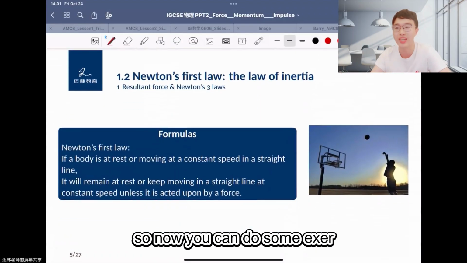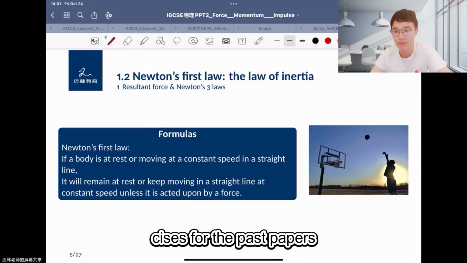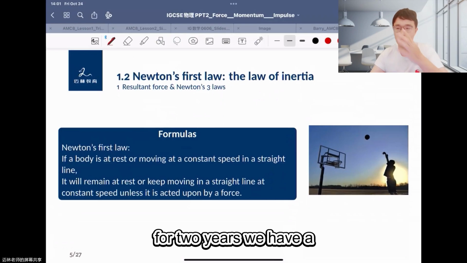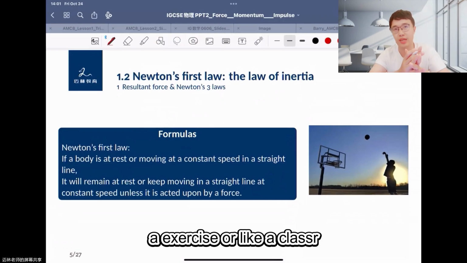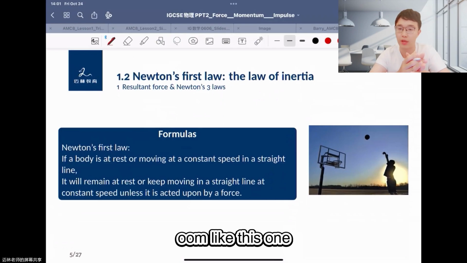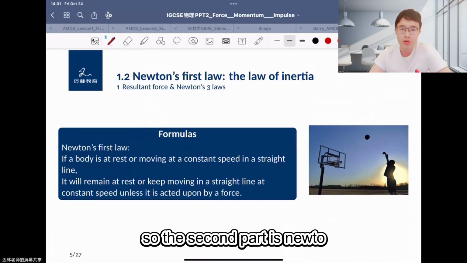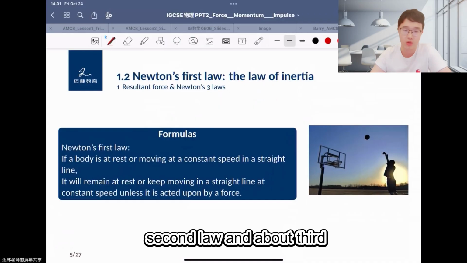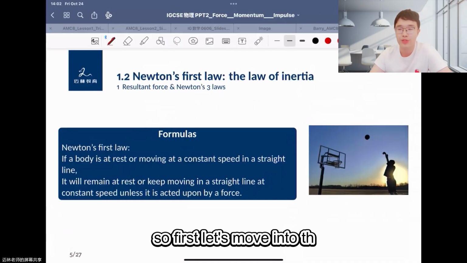Okay, so now you can do some exercises for the past papers of all the resultant force. I guess maybe for every 2 years, we have an exercise or a question like this one. Okay. So the second part is Newton's first law, Newton's second law and the third law. Okay. So first, let's move into the first law.